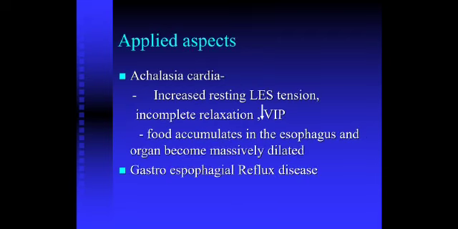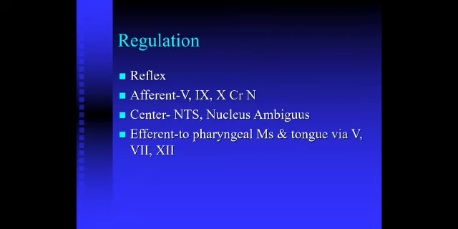There is a deglutition center which is present in the reticular area of the upper medulla and lower pons. It consists of the nucleus tractus solitarius and nucleus ambiguus. The motor impulses arising from this area bring about swallowing by constricting the pharyngeal muscles. So the sensory information is carried to the brain by the 5th, 9th and 10th cranial nerves, whereas the motor impulses help constriction of muscles, which enhances swallowing.